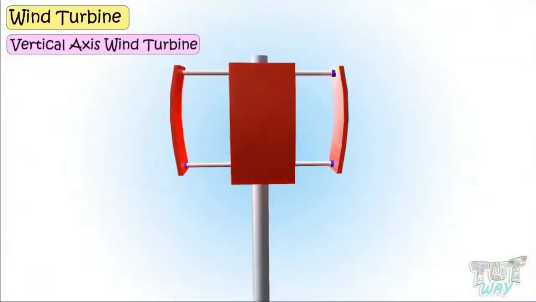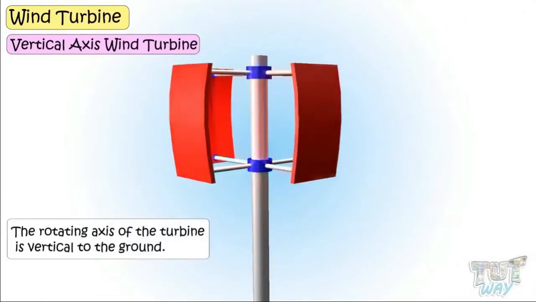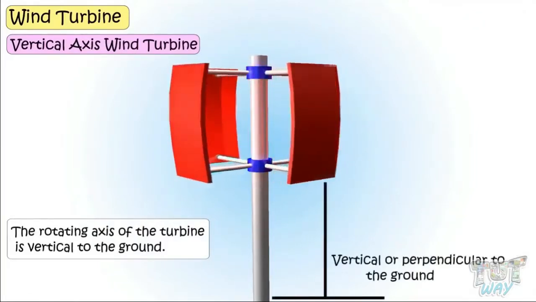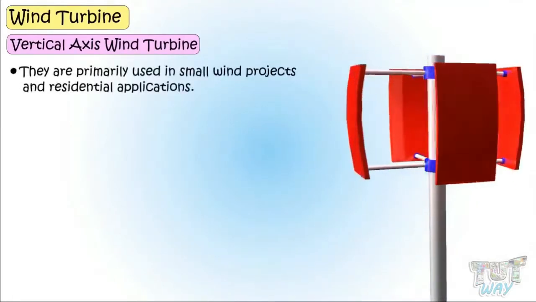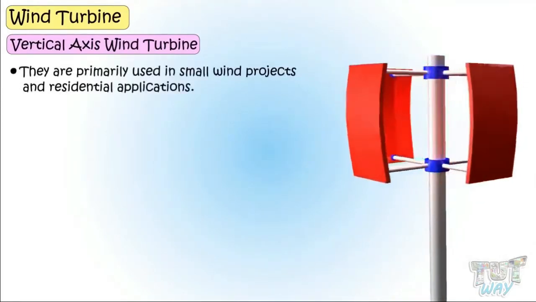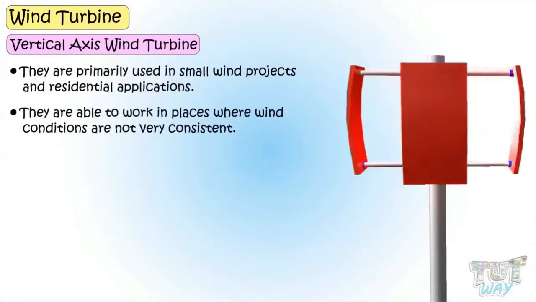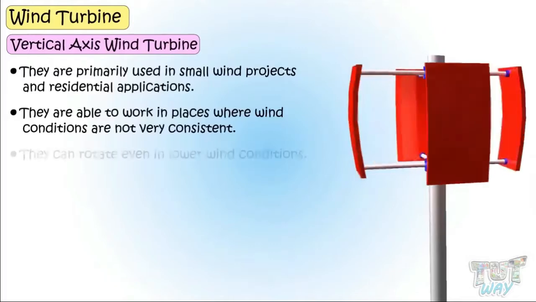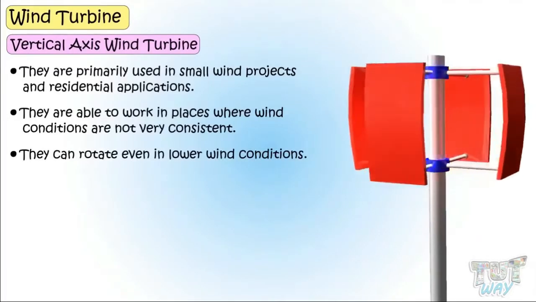Vertical axes wind turbines. In case of vertical axes, the rotating axis of the turbine is vertical to the ground or perpendicular to the ground. They are primarily used in small wind projects and residential applications. They are able to work in places where wind conditions are not very consistent, and they can rotate in even lower wind conditions. They are not very high.